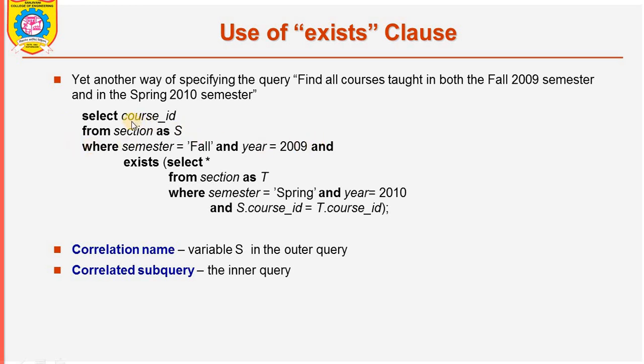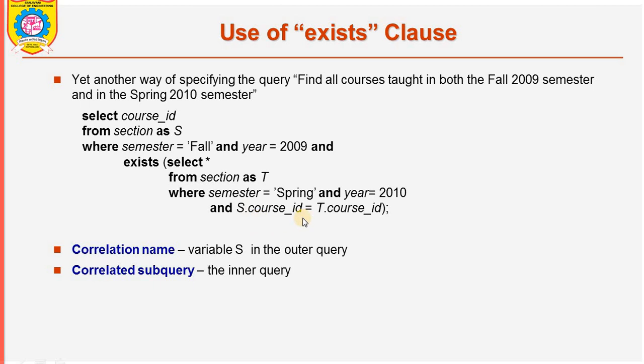So let us consider the example: course_id taken from the section table, renamed as capital S, where semester is equal to fall and year equal to 2009. So this course_id is taken with the help of the condition that semester is fall and year is 2009. We have to check whether this course_id exists in the subquery or not. So in the subquery it will select all the records from section as table T, where semester is equal to spring and year equal to 2010, and S.course_id equals T.course_id.